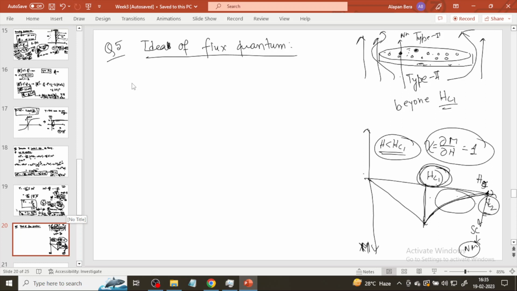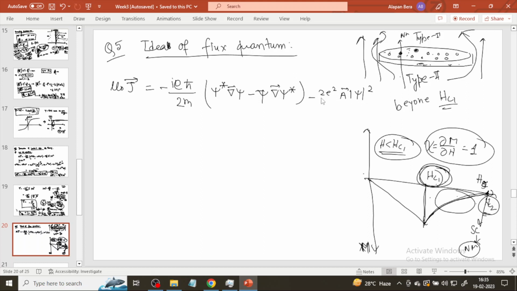We already have done this term. This is from the second Ginzburg-Landau equation: minus i e h-cut by 2m, psi star grad psi minus psi grad psi star, minus 2 e square. We already have derived this equation. Now this psi is given by psi naught e to the power i phi. Putting this, we got this term.